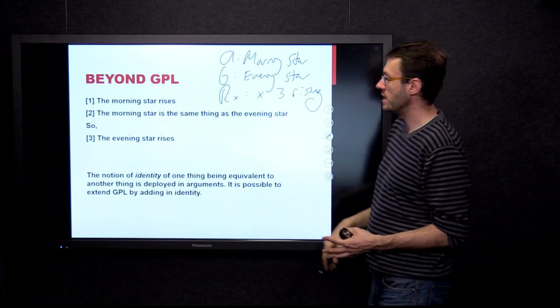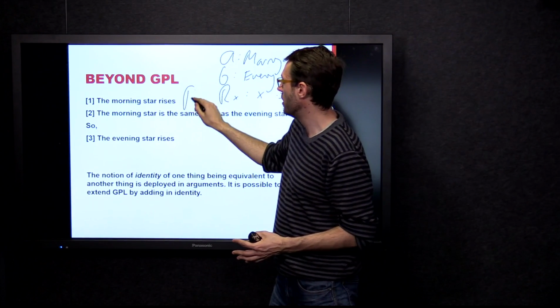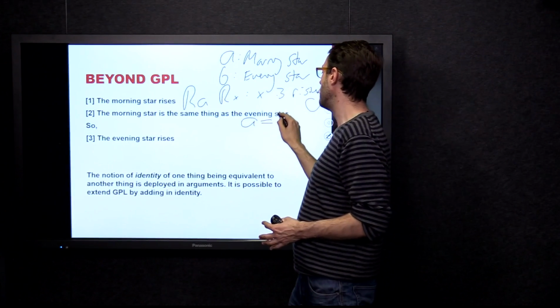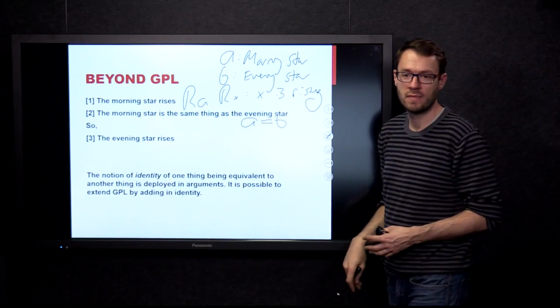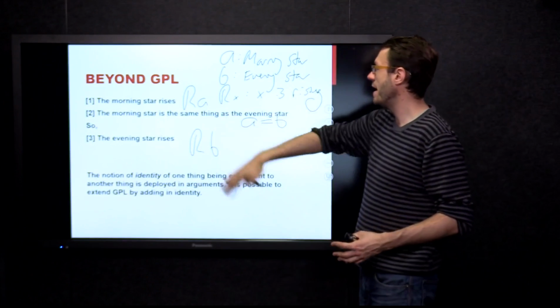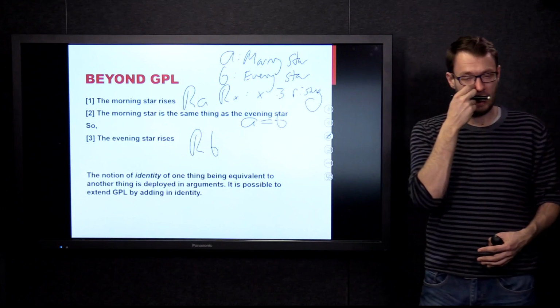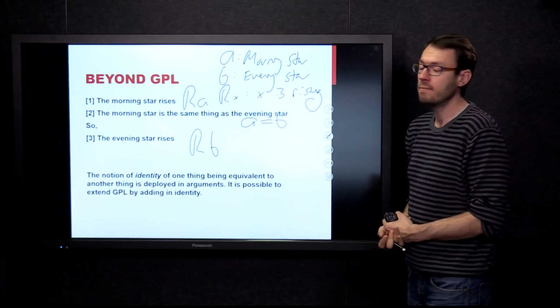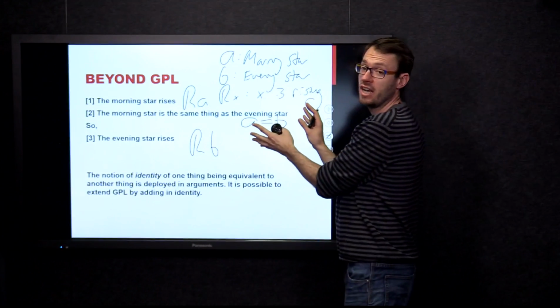And so now we can just translate this out as follows. The morning star rises. The morning star is the same thing as the evening star. Therefore, the evening star rises. So RA, A equals B, therefore RB. Again, later on, we'll be able to prove that this is a valid argument, but as yet, we don't have the capacity to do that.